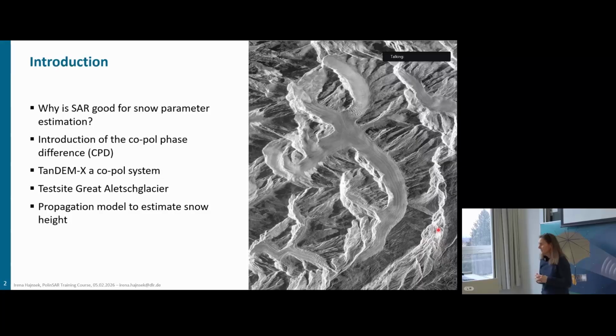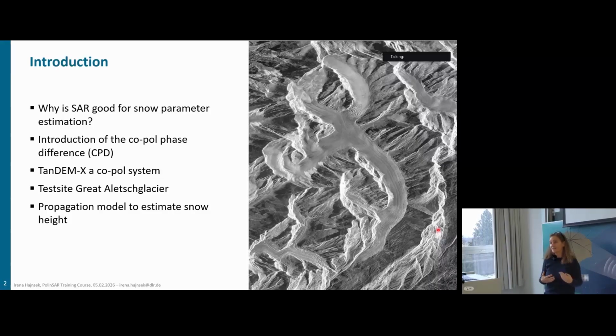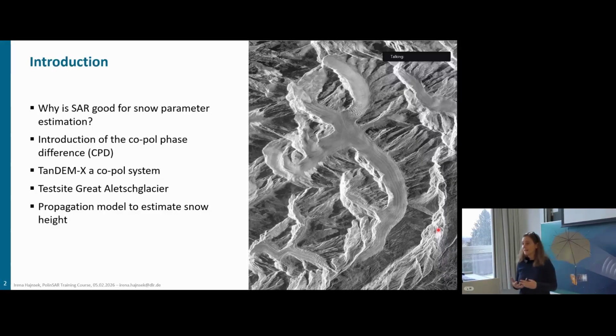Okay, and then I will also provide you a view of how we model snow. We're always trying to understand the physics behind. So it's not only using data and analyzing data, but we try to model the observable that we get from the data in order to understand the physics. Therefore, I'm also showing you a model later on.